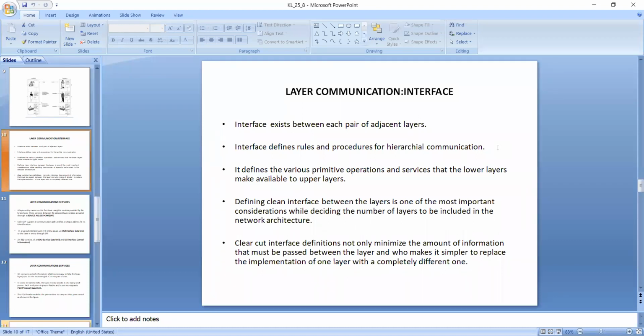In the same way, if the interface knows what functions are provided by the lower layer to the upper layer, then it is easy to decide how many layers are to be included in a network architecture. Clear-cut interface definitions not only minimize the amount of information that must be passed between the layers, but also make it simple to replace the implementation of one layer with a completely different one. So if we use a catering section, we can replace the person who brings groceries, vegetables, and the non-veg. Those clear-cut interface definitions must be known while designing a network architecture.